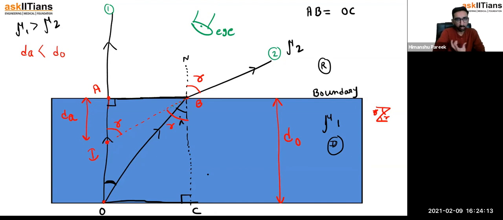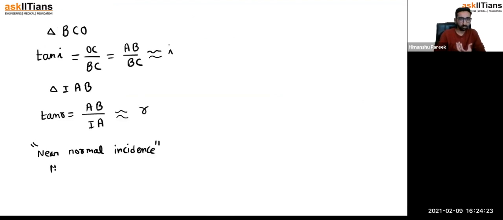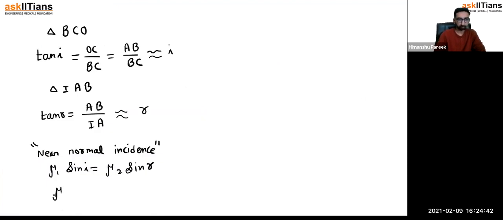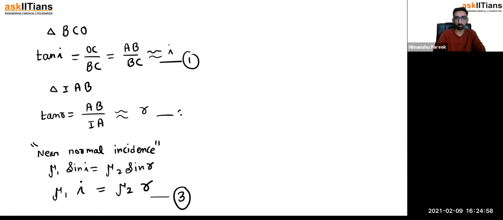Now another thing, we can apply Snell's law. If you apply Snell's law at the boundary, mu1 sine I is equal to mu2 sine R. But again, as I said, the angles are very small because of the assumption of near normal incidence. So I can write sine I as I only, and sine R as R only. So mu1 I is equal to mu2 R. Let's put this as equation number 3, this as equation number 1, and this as equation number 2.